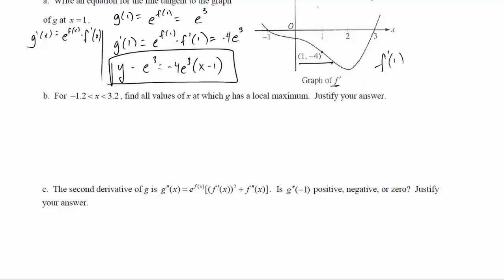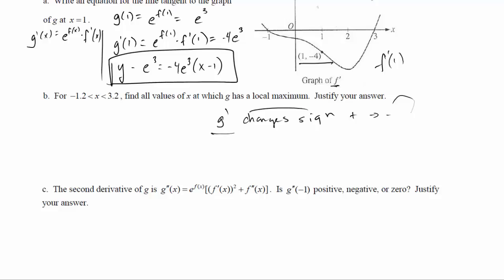For the interval -1.2 to 3.2, find all values of x where g has a local maximum. Justify your answer. Well, if I want to prove that g has a local maximum, I need to prove g prime changes sign. And specifically, since it's a maximum, I want it to go from increasing to decreasing, so positive to negative. So let's see what g prime is.